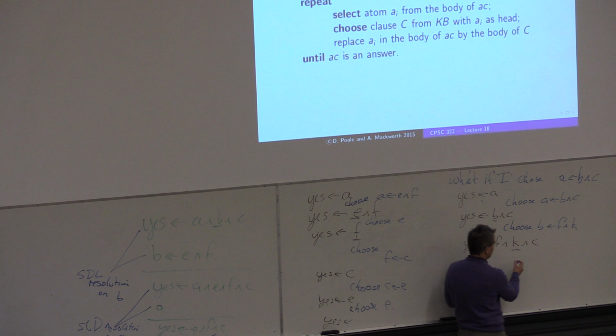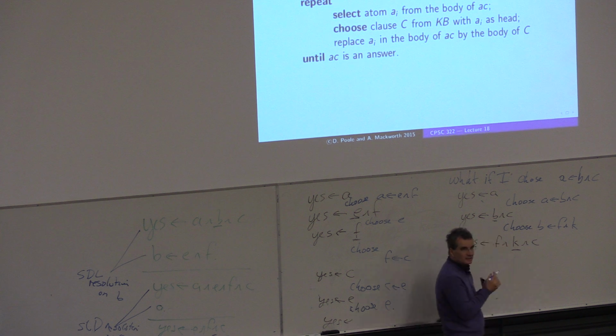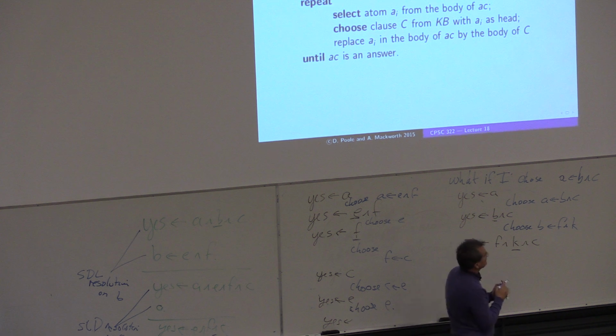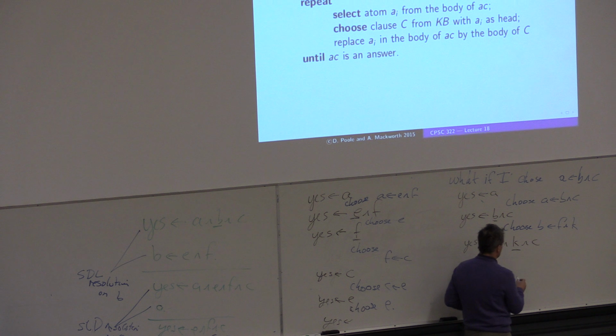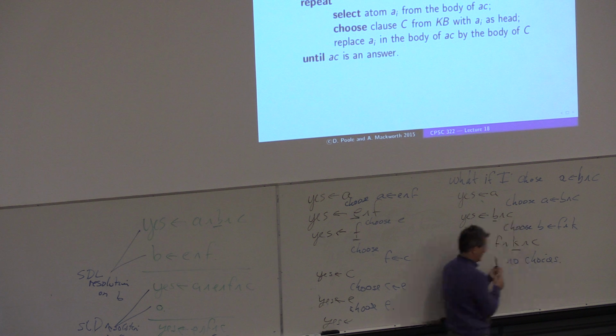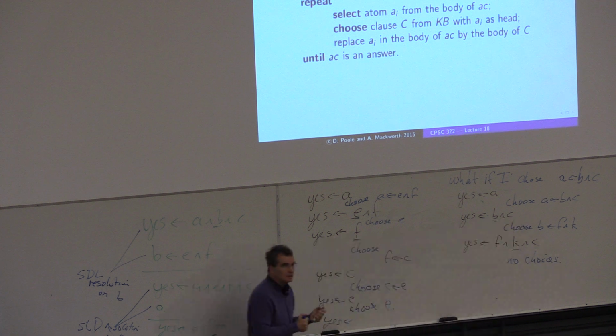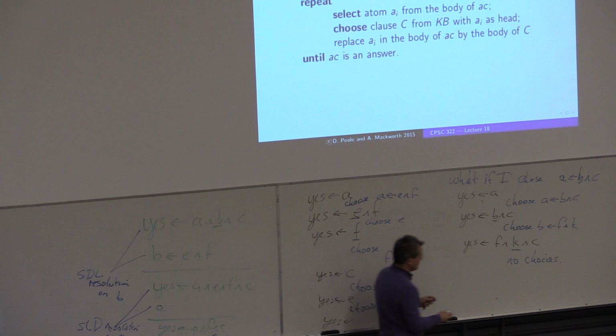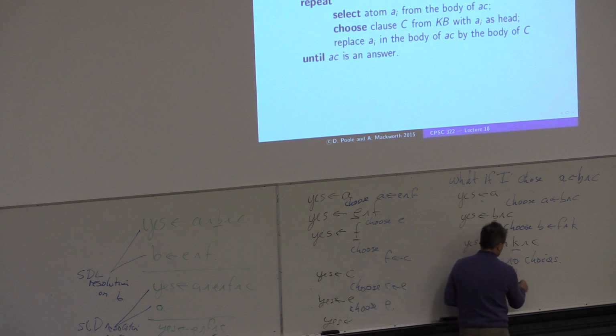What should I choose then? There aren't any rules for K, are there? Right, so there are no choices. So in fact, this fails. This is the failing derivation. This is said to fail.